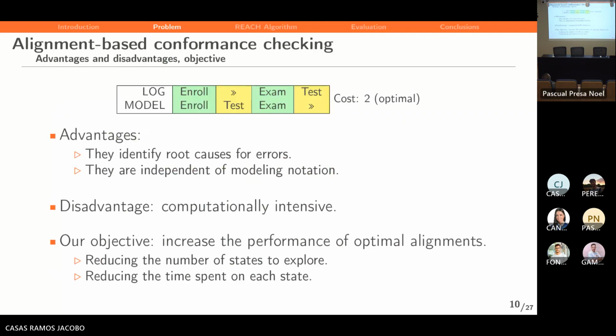So the advantages of alignments are that they identify the root causes for errors. For the previous example, we can see that the alignment tells us that the test activity should be performed before exam, but it was performed after exam. Those were the errors of the trace. And furthermore, another advantage is that they're independent of the modeling notation. So they don't require an expert to analyze the results.